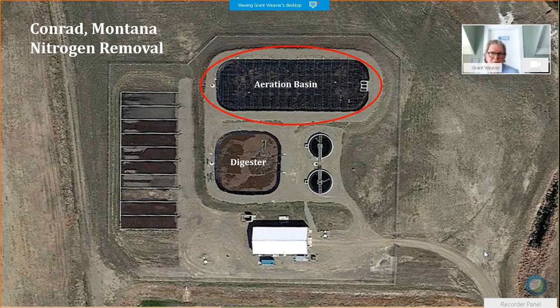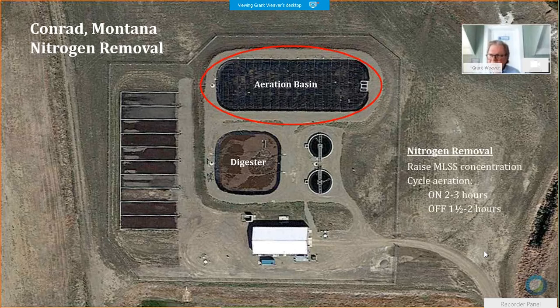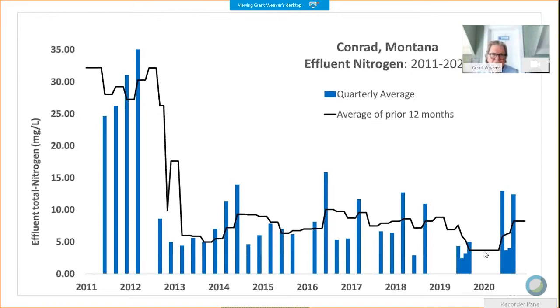So for nitrogen removal, the air in the aeration basin is simply cycled on and off. He did raise the mix liquor, and he cycled the air on for 2 to 3 hours, off for 1.5 hours. His nitrogen dropped from 30 to whatever that number is, somewhere between 5 and 10. Conrad only does quarterly nitrogen tests.